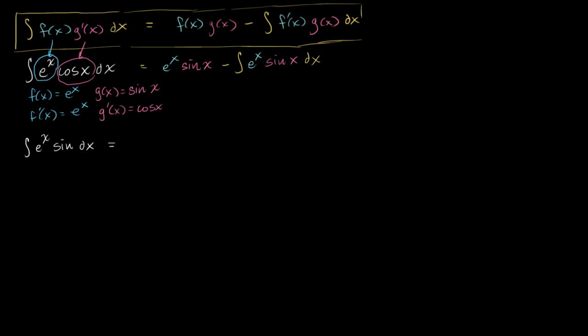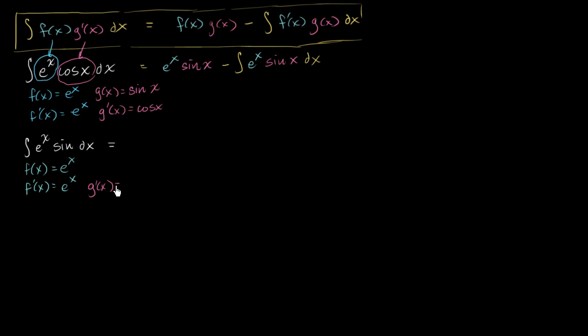Well, similarly, we can set f of x equal to e to the x. So now we're reassigning, although we happen to make the exact same assignment. We're saying f of x is equal to e to the x, and f prime of x is just the derivative of that, which is still e to the x. And then g prime of x, in this case, is equal to sine of x.